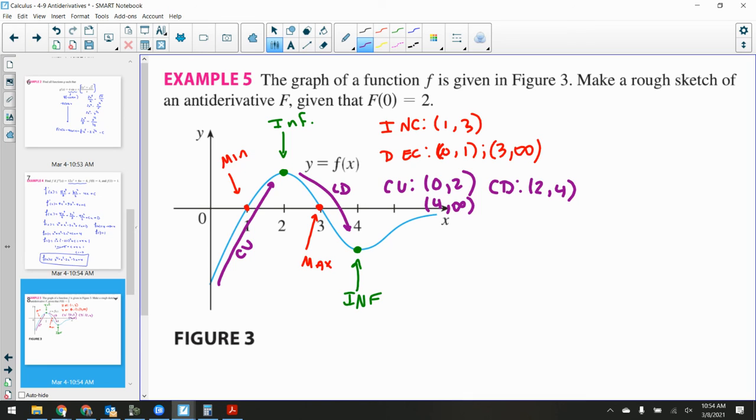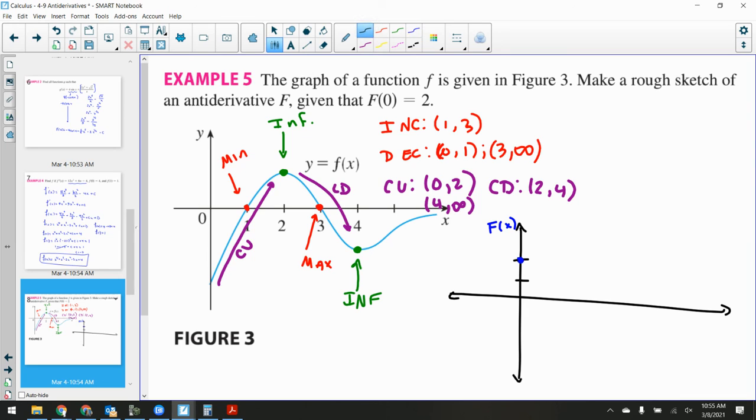So what does that tell me? How do I graph the original then? Well, I've got to have a starting point. Good thing they told me. Big F of 0 is 2. This is F. F of 0 is 2. And then it goes from 0 to 1. It's decreasing until it hits my minimum point at 1.